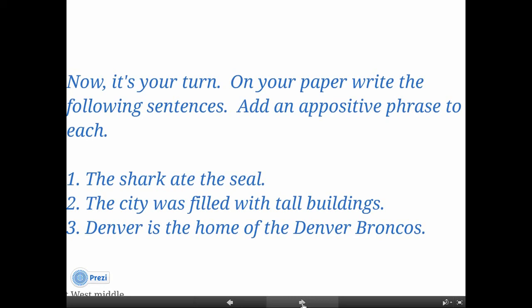Number 2, the city was filled with tall buildings. Add an appositive to that phrase. And then you can add an appositive to Denver is the home of the Denver Broncos.